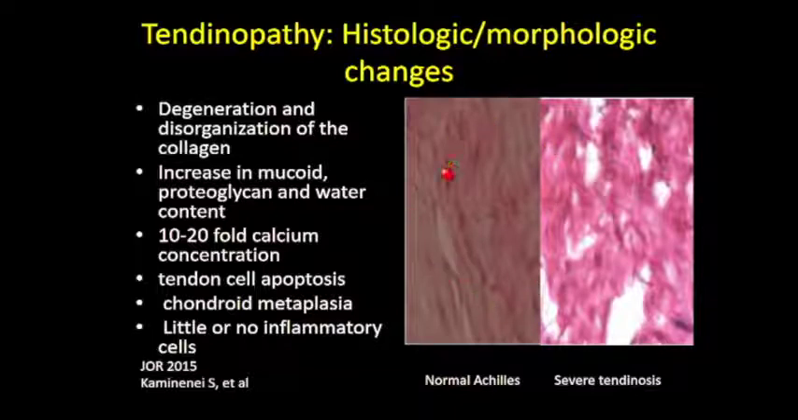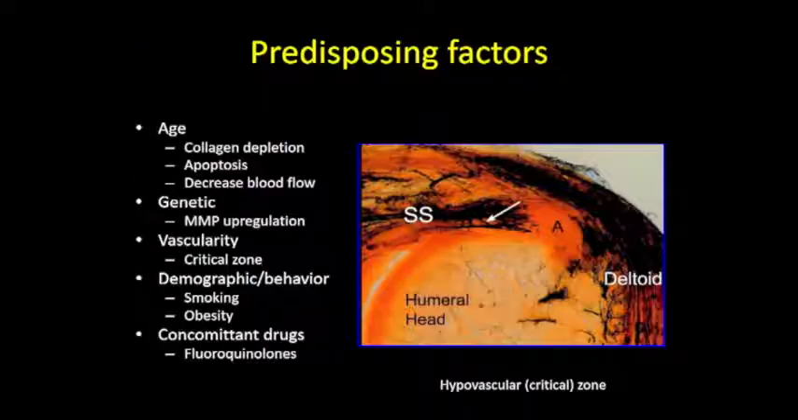Well, you go from this type of scenario, which is a highly organized distribution of collagen and tenocytes, to something more like this, where there's degeneration and dropout and disorganization of the collagen. There's increased ground substance. There's increased calcification. Tendon cell death, tenocyte death due to apoptosis, as well as chondroid metaplasia, with little or no inflammatory cells ever seen in this setting. There are a number of predisposing factors associated with tendon degeneration.